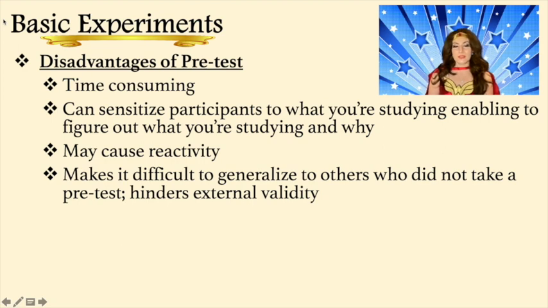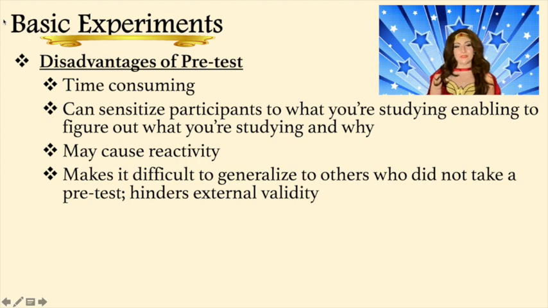So remember when we talked about different types of validity, we said that external validity is our ability to generalize our findings to a larger population. Generalizing these findings to participants who did not take a pretest measure, right? To participants who did not indicate their mood on a scale prior to exercising, it would be hard to generalize to that type of population.